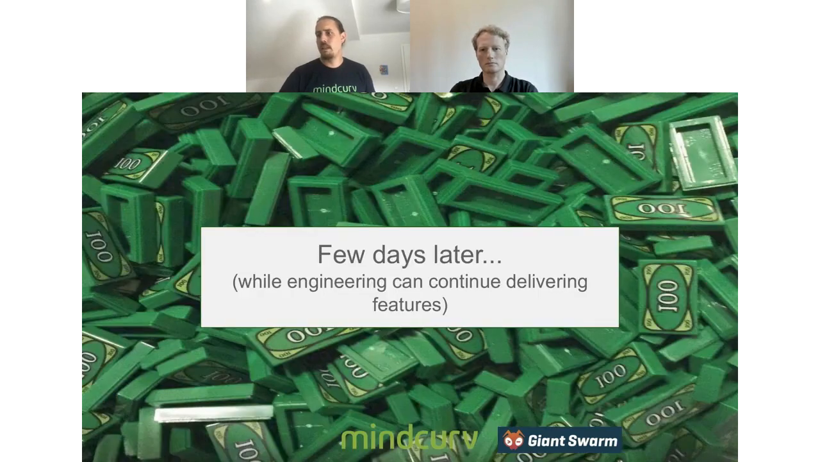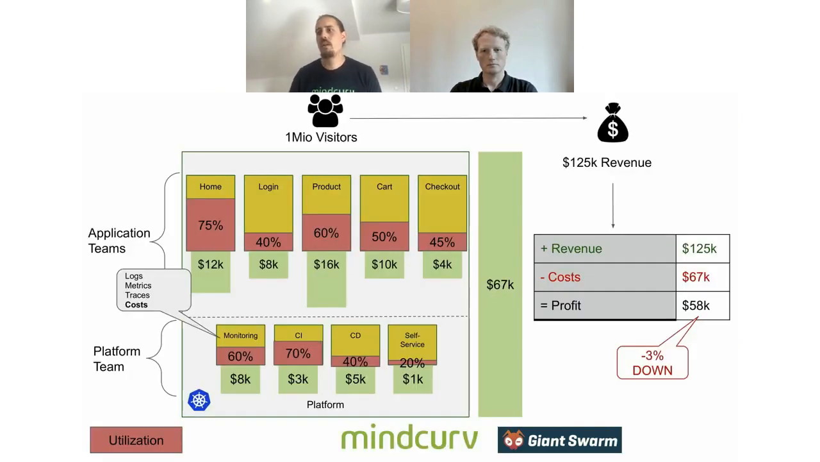So now, a few days later, while engineering can continue delivering features, we have cost as a monitoring. I see that cost should become a first-class citizen next to performance metrics, your traces and your logs. We installed a cost monitoring tool. That was an investment, because maybe you remember the visitors are still 1 million, revenue is still the same, monitoring costs increased. So the profit went down just because of the investment of installing cost monitoring or cost transparency.